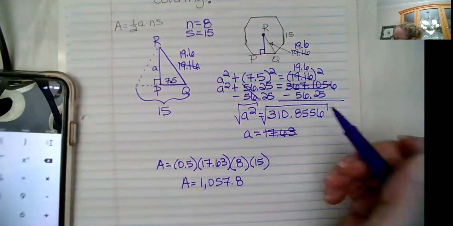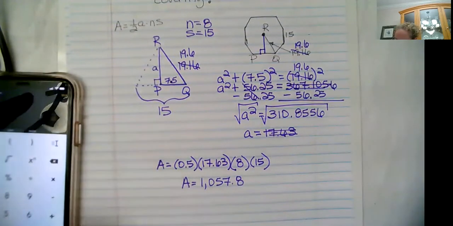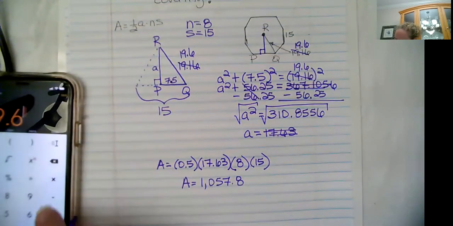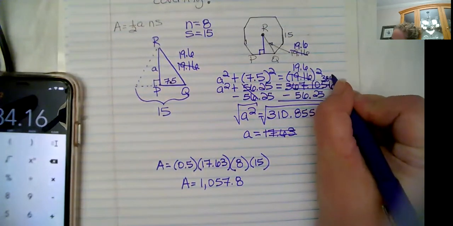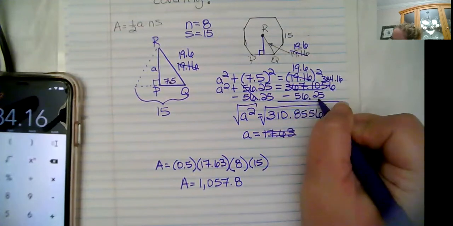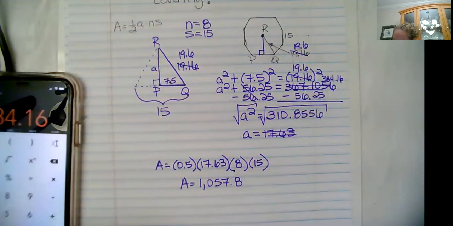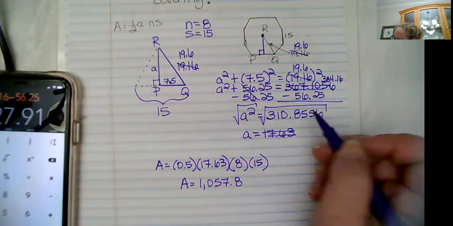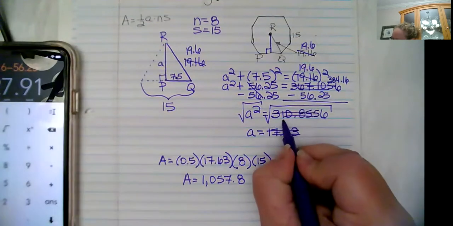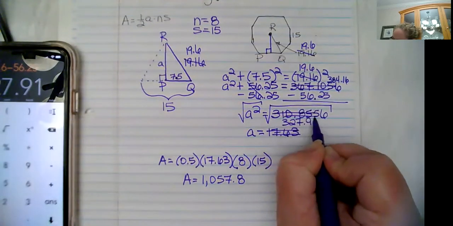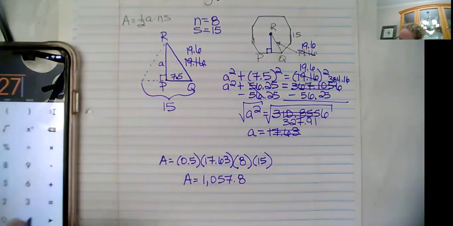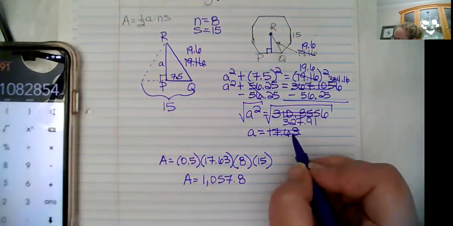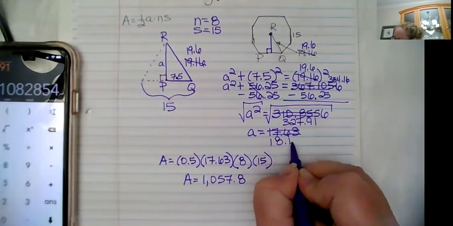So the difference is 19.6 squared. So this comes out to be 384.16 minus 56.25. So I'm going to take that answer, minus 56.25. Comes out to be 327.91. Now I'm going to take the square root of that, 327.91. So it comes out to be 18.11.